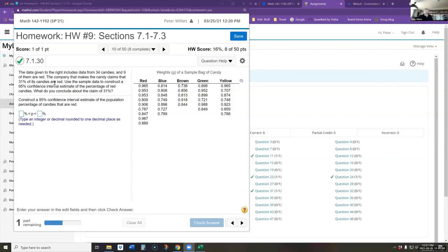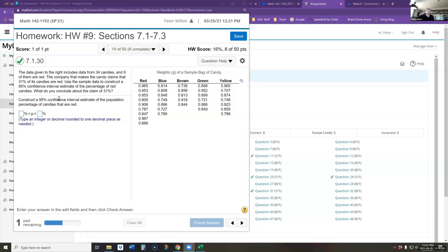And so the problem states the data given to the right, and there's this big pile of data here, includes data from 34 candies, and 9 of them are red. So we can see here these 9 are red, and they're giving the list of the weights of each of these candies. The company that makes the candy claims that 31% of its candies are red. Use the sample data to construct a 95% confidence interval estimate of the percentage of red candies. What do you conclude about the claim of 31% being red?